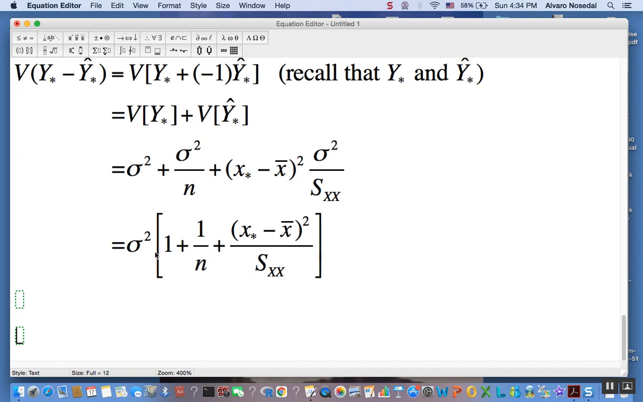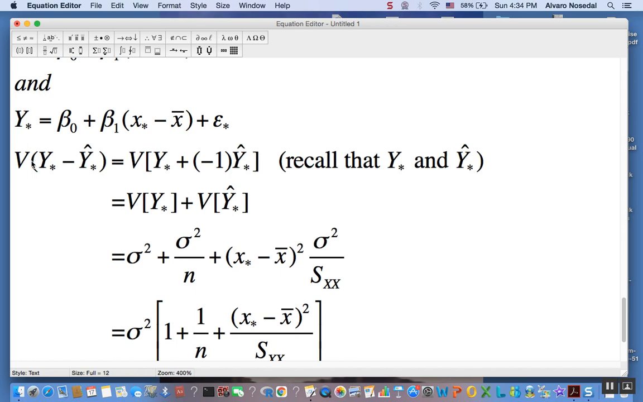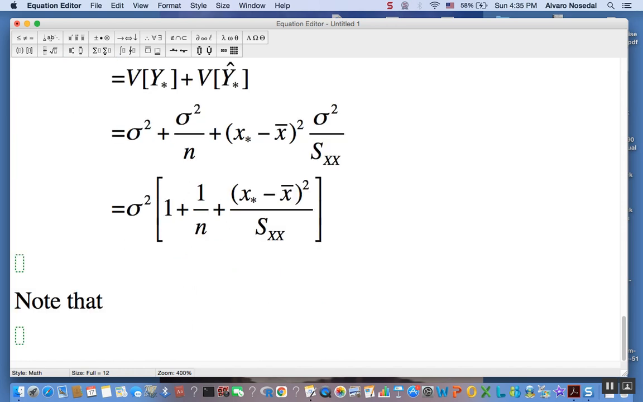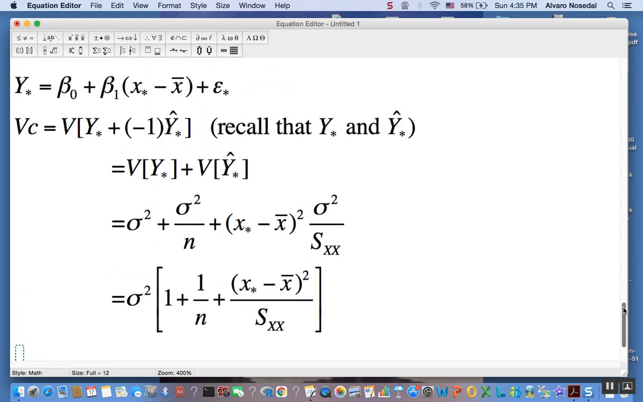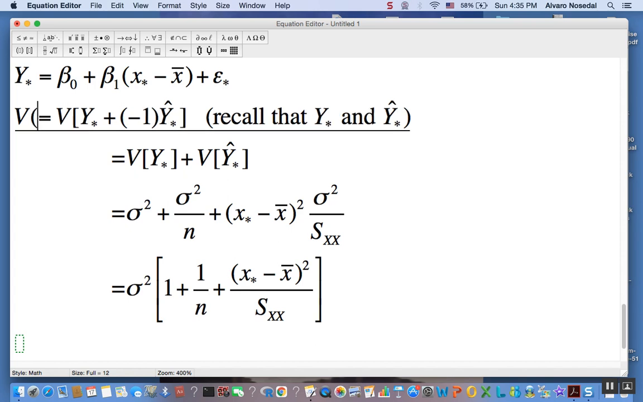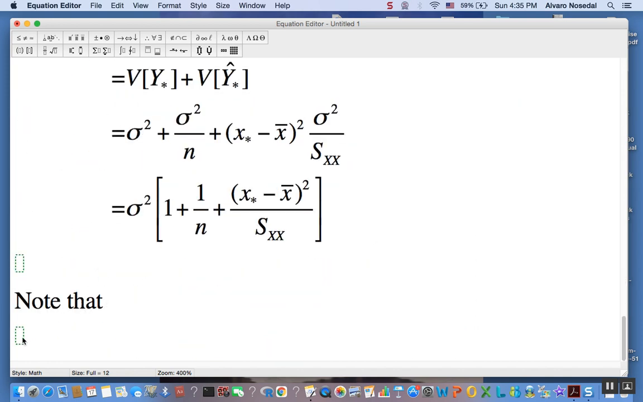Note that our prediction error has a normal distribution with mean 0 and variance this guy.